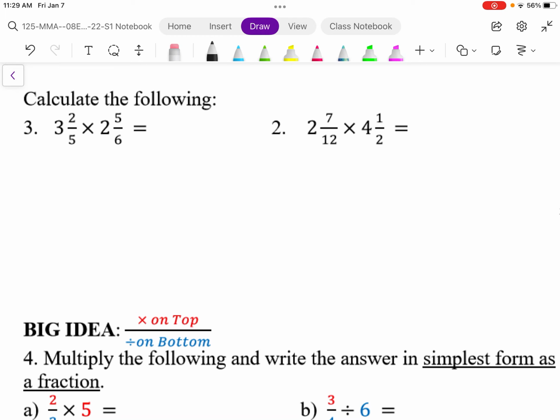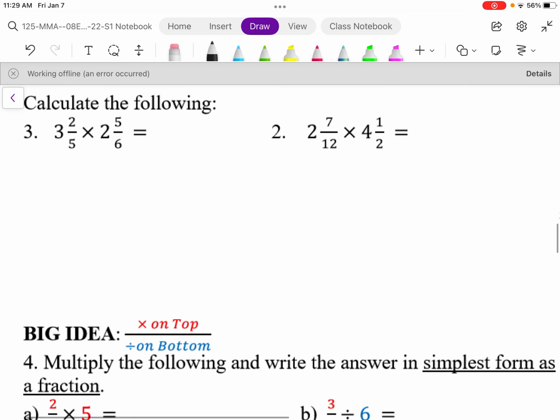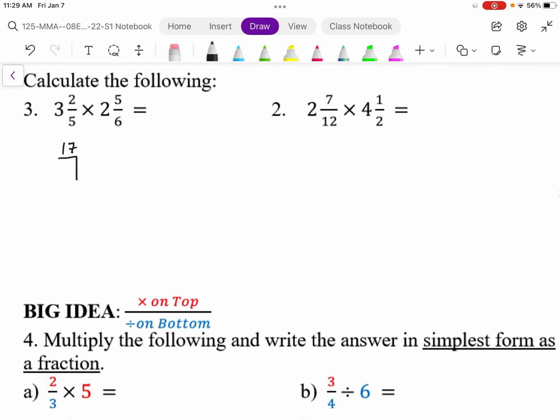For number 3, we could do this with distribution, but because there's a plus in between these, we don't want to mix up addition and multiplication. So what we can do first to make it much easier on ourselves is we can convert this to a mixed number. So as a mixed number, 3 and 2/5 work out to be 17 over 5 times, this works out to be 17 over 6.